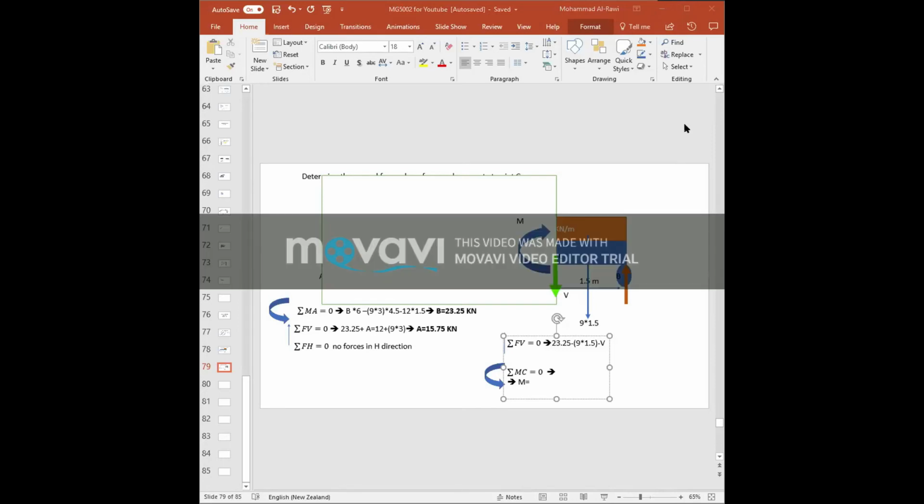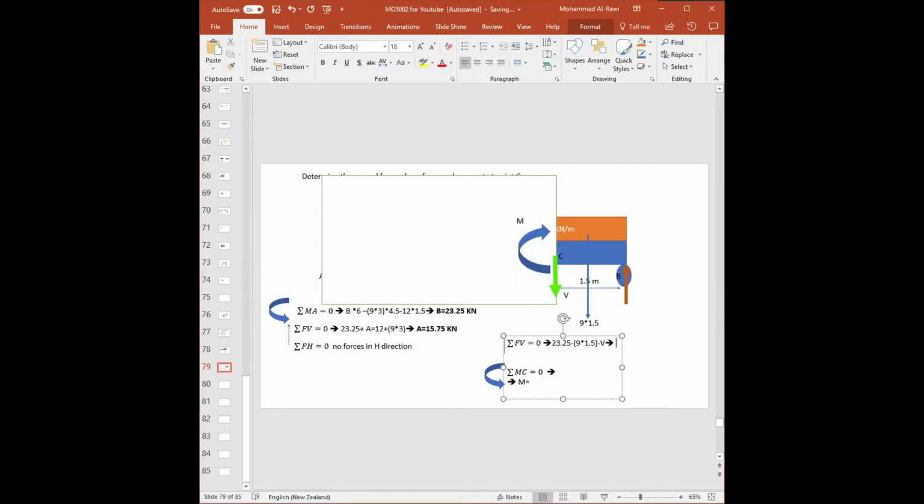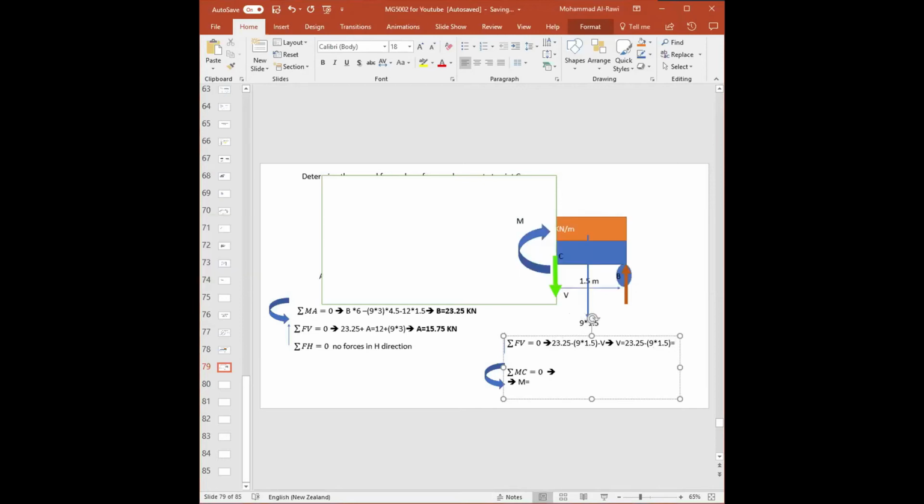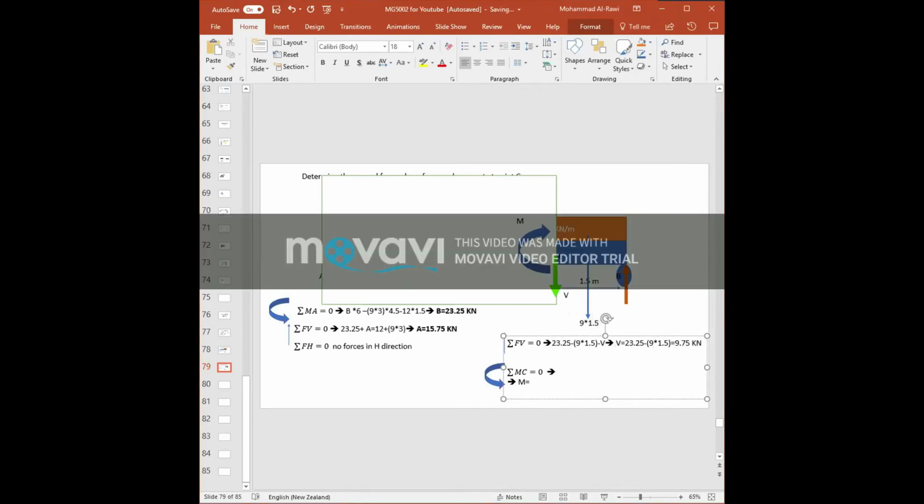So some of you getting negative, some of you getting positive. Why are you getting negative, guys? If you look carefully, what you will have in the equation will be V is equal to what? 23.25 minus 9 times 1.5. So I don't know why you guys getting negative. So it should be, if you look carefully, the answer 9.75 kilonewton.